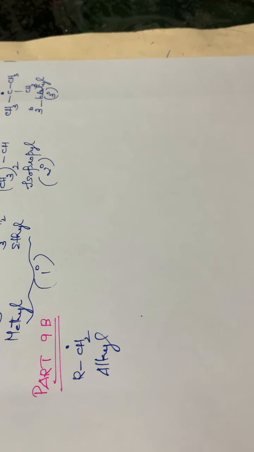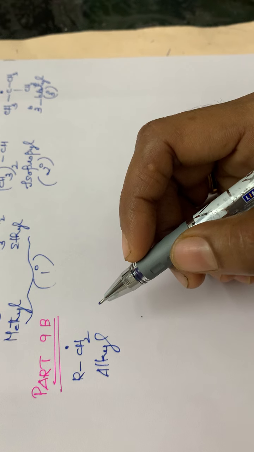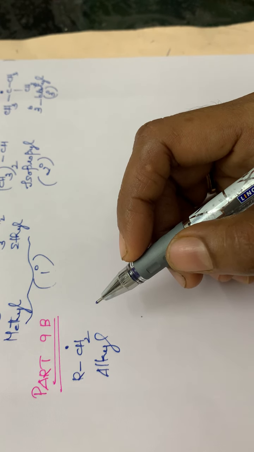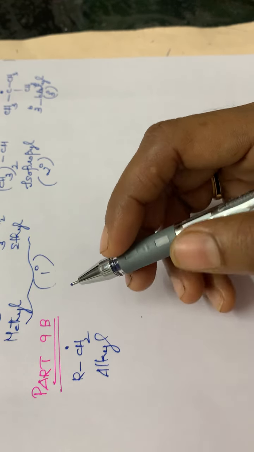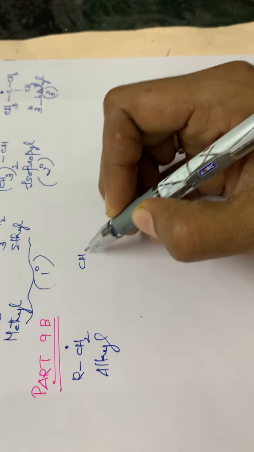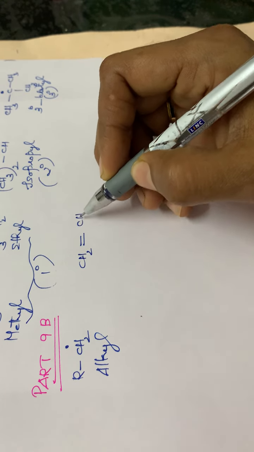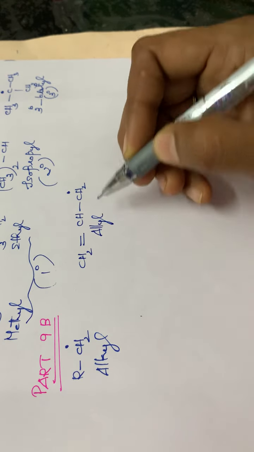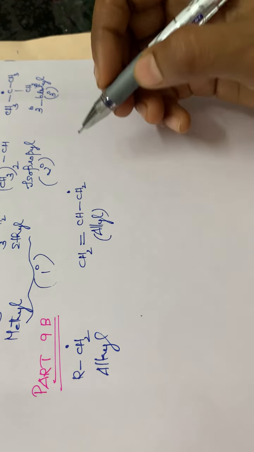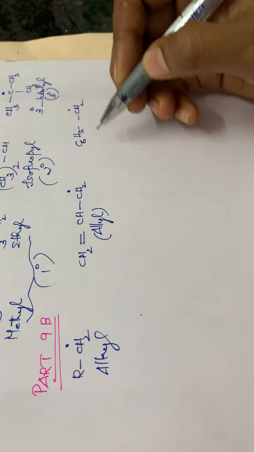So we were discussing the classification of free radicals. Next classification is alkyl, then allyl as well as benzyl free radicals. Alkyl free radical is RCH2 dot. Allyl free radical: CH2=CH-CH2 dot. Then comes benzyl free radical, that is C6H5CH2 dot.